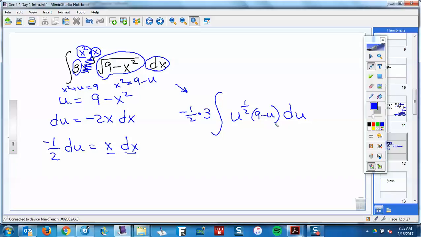You can now distribute. See here, we couldn't distribute because the 9 minus x squared was inside of a power. Whenever you have something raised to a power, you can't distribute through that. What this did, by letting us pick this as a u, is it made the power just be the single thing, u to the 1/2, and then we had this. Now we can distribute, and now you can just go to town. So this becomes -3/2 out here. This becomes 9u to the 1/2 minus u to the 3/2, du, and away you go.